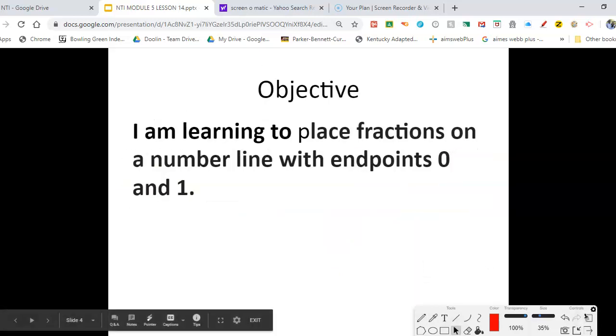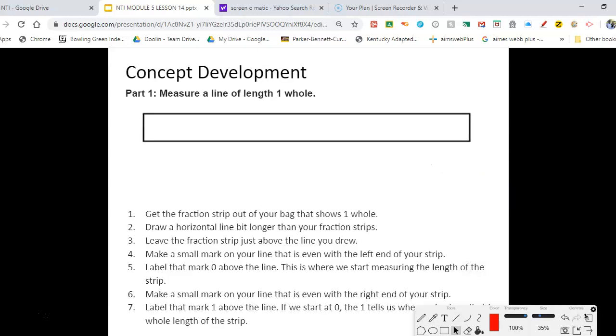Okay, so today, as I said, we're learning to place fractions on a number line with endpoints of 0 and 1. So get out the fraction strips that you have in your bag, and I want you to get out the fraction strip that shows 1 whole. It will look just like my fraction strip that I have up on the screen. Now I want you to draw a horizontal line that's just a little bit longer than your fraction strip. So draw your horizontal line just a little bit longer than your fraction strip.